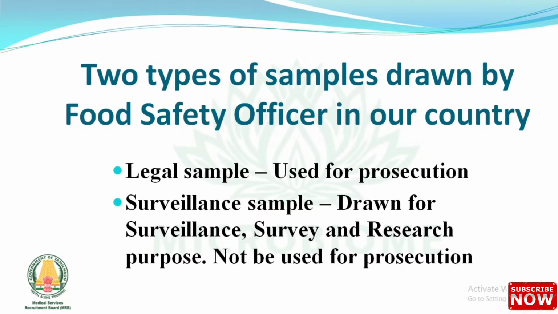And next, two types of samples drawn by food safety officer in our country. They are legal sample and surveillance sample. Legal sample is used for prosecution. Surveillance sample is drawn for surveillance, survey and research purpose, not used for prosecution.